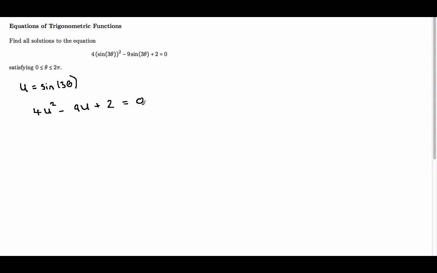Now hopefully it should be clear that this is a quadratic equation. Remember, a quadratic equation is an equation where the highest power in your unknown, in this case u, is a square. So first thing we're going to do is solve this quadratic equation, and we're going to factorize it. We can factorize this to give us (4u minus 1) multiplied by (u minus 2). So we'll see we get two solutions. First solution is u equals 1/4, and the second solution is u equals 2.